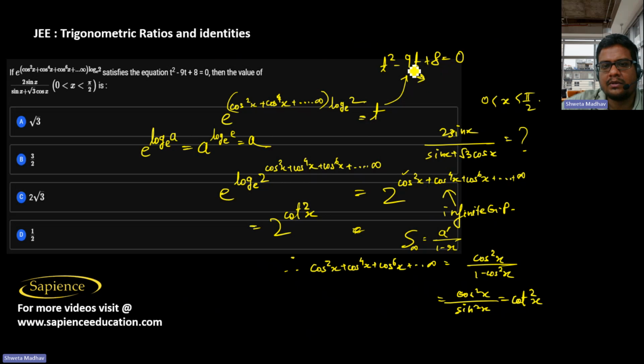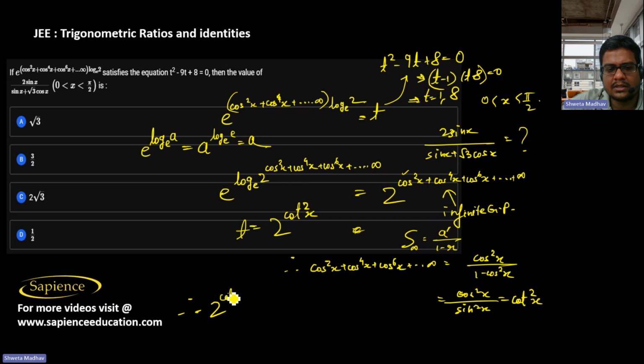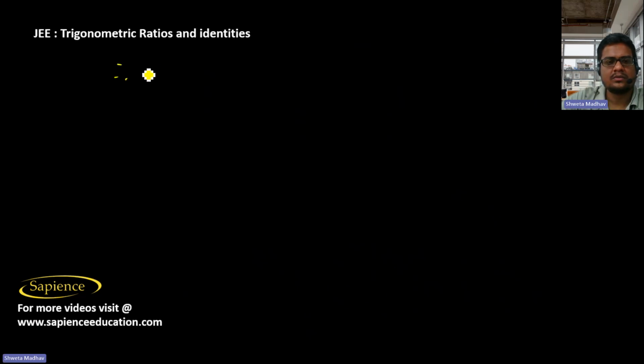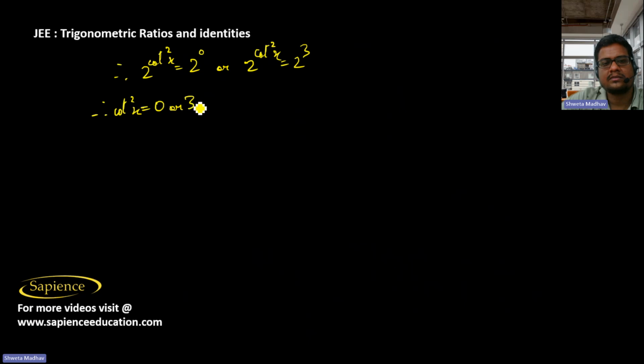Now if we factorize this equation, then we will get (t minus 1) into (t minus 8) equal to 0. So it means t can be equal to 1 or 8. So therefore this is t. So 2 power cot square x can be either 1, or 2 power cot square x can be equal to 8. So therefore 2 power cot square x can be either equal to 2 power 0 or equal to 2 power 3. So therefore cot square x can be either 0 or 3.